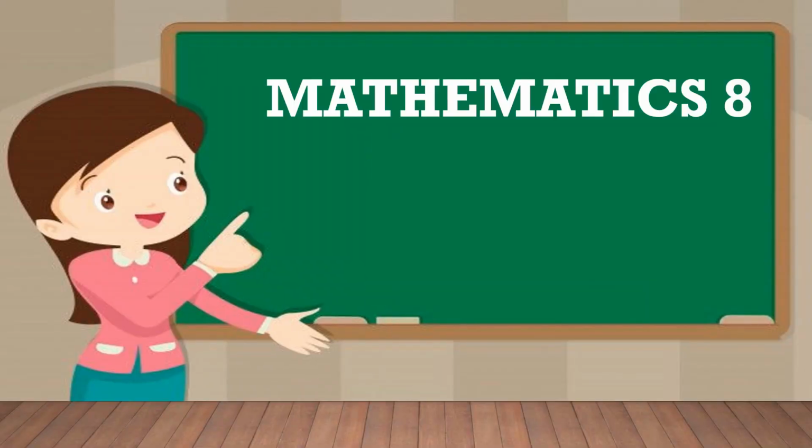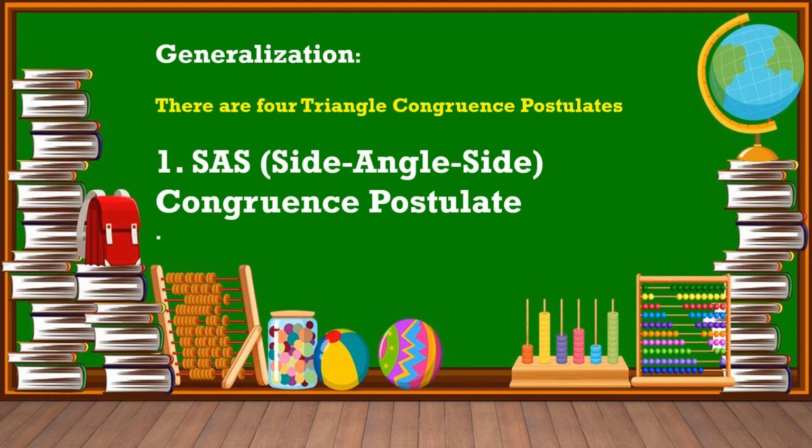Welcome back to the third and last part of our presentation this afternoon. After our discussion, along with its series of illustrations, we can now have these following generalizations. Number 1. There are 4 triangle congruence postulates that can be used when proving.